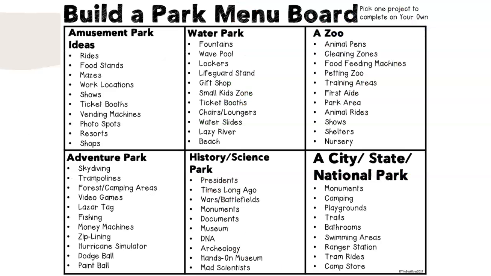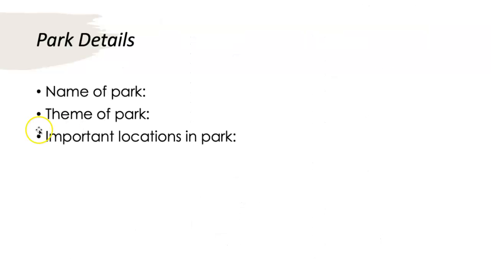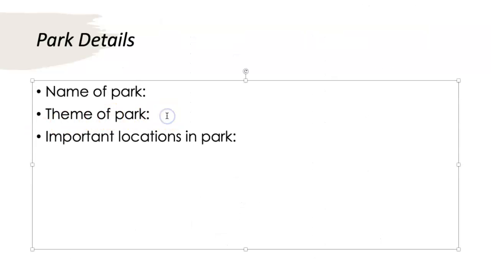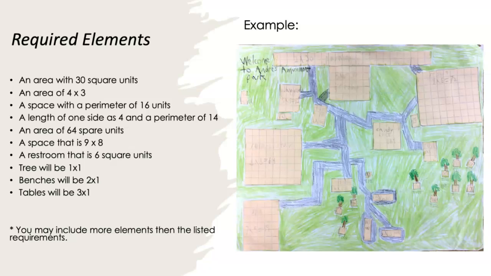So the first thing you're going to do is pick the kind of park that you want. Do you want an amusement park or a water park or an adventure park? And then on this page is where you're going to write the type of park. So the theme would be the kind of park, if it's a zoo or an amusement park. Here's where you name your park. And then maybe you come back later and you put in important locations on your park, maybe specific rides you want to write in or where the food park is.